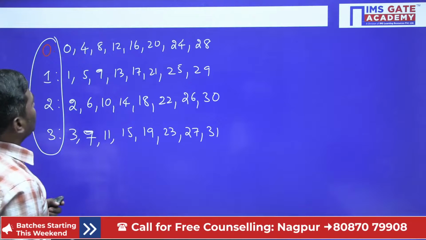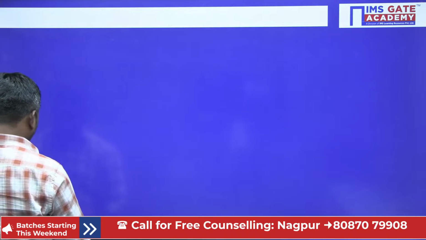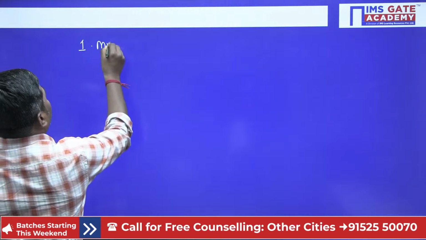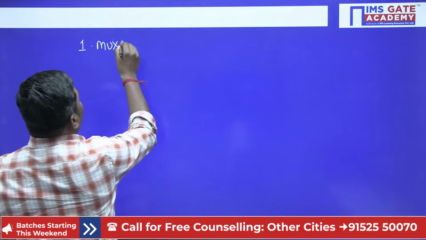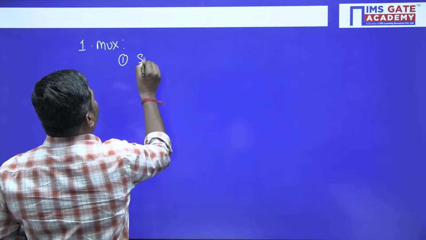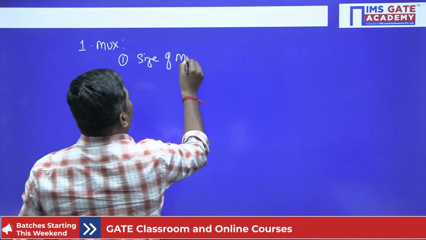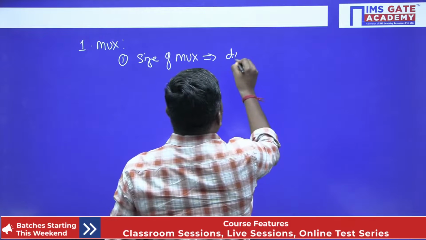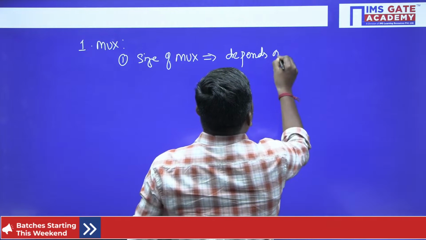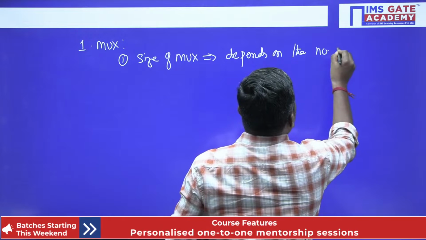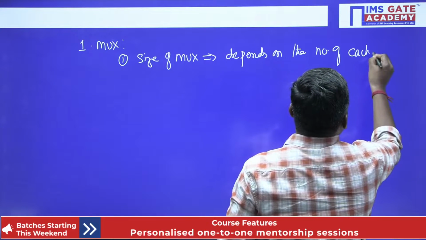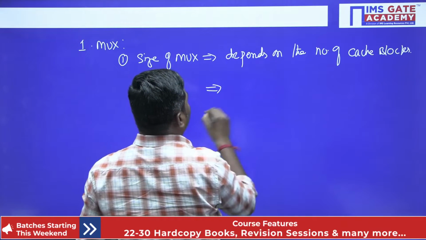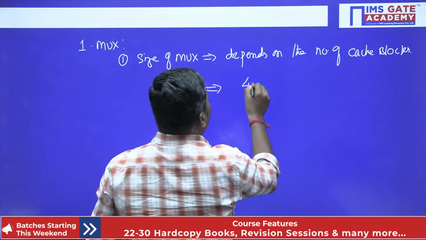So, look all of you, what are the requirements I am telling you? Please understand clearly. The first component required is a multiplexer. Here two questions come up. Question number 1: what is the size of the multiplexer required? The size of the multiplexer depends on the number of cache blocks. How many blocks are there in our example? 4 blocks, so a 4 by 1 multiplexer is required.